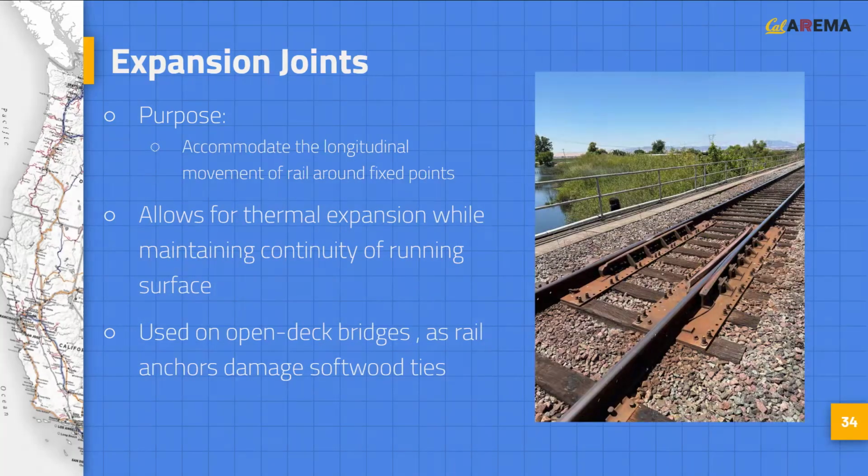Expansion joints are designed to accommodate the longitudinal expansion and contraction of rail, maintaining the continuity of the running rail. Expansion joints are common around fixed points such as bridge abutments and near special track work such as diamond crossings. Expansion joints are also common on open deck bridges because rail anchors are not used with softwood bridge ties, so the expansion of the rail must be accommodated through other means.